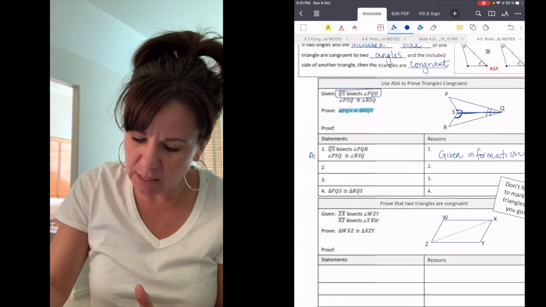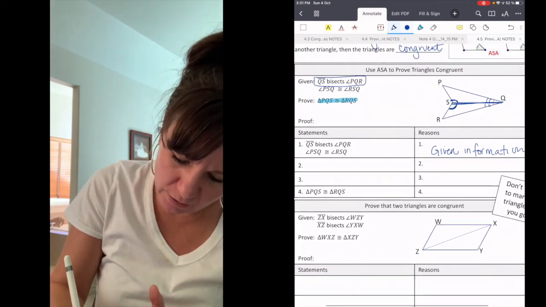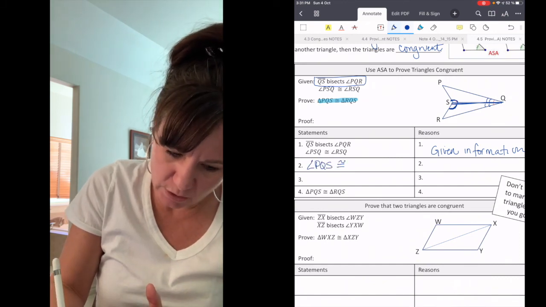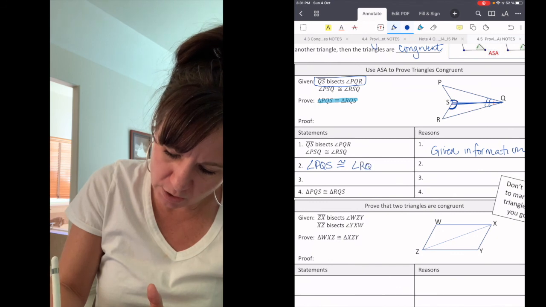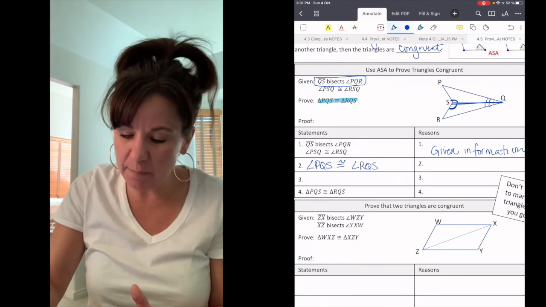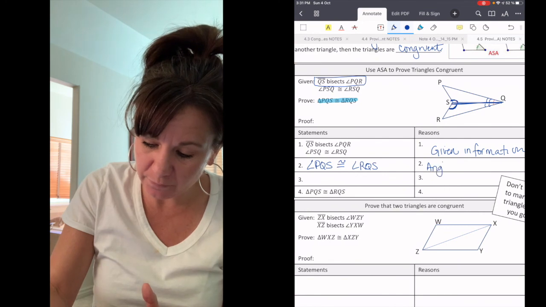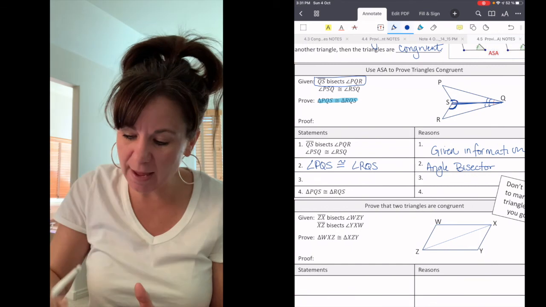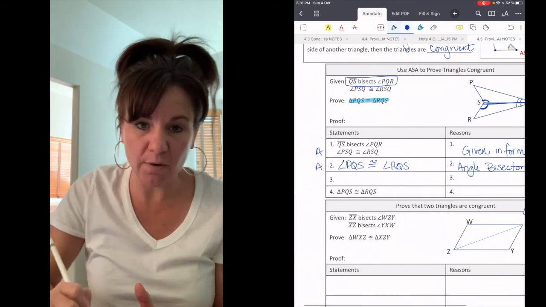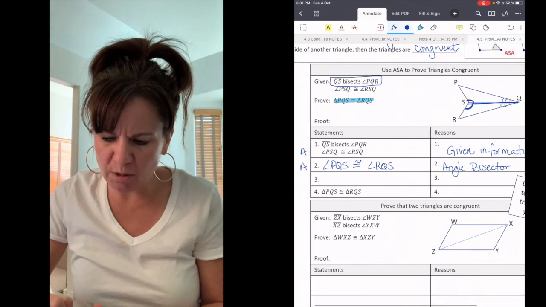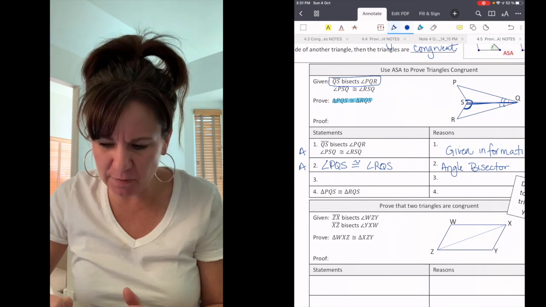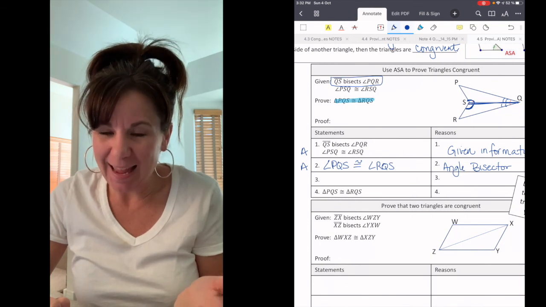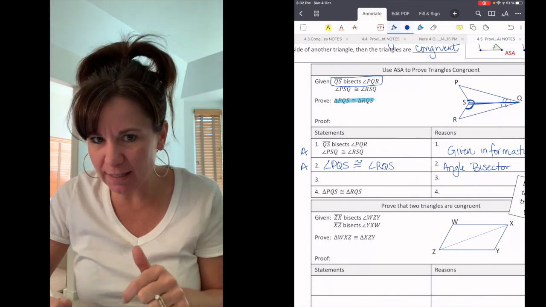So we know that angle PQS is congruent to angle RQS. And we know that because of that angle bisector. Okay, so we have another angle that we know is congruent. We're supposed to be using angle side angle to prove that these triangles are congruent. So we need a side to work with, and we need it to be the included side.